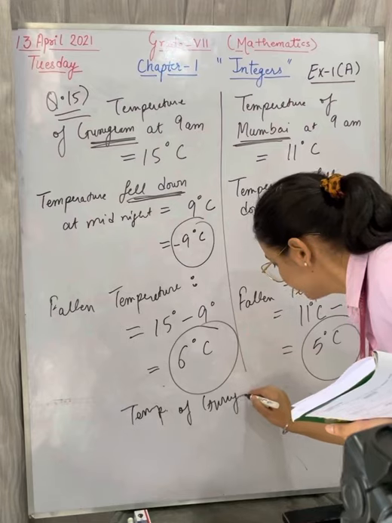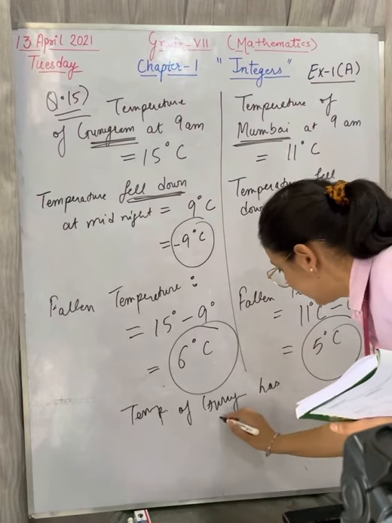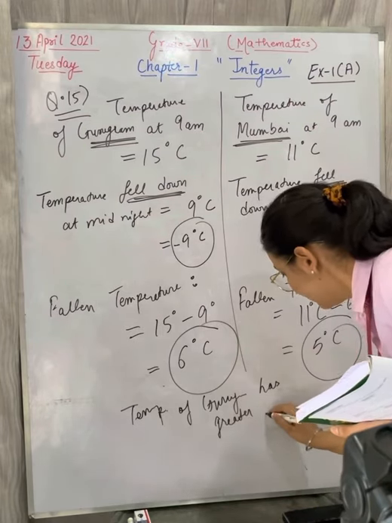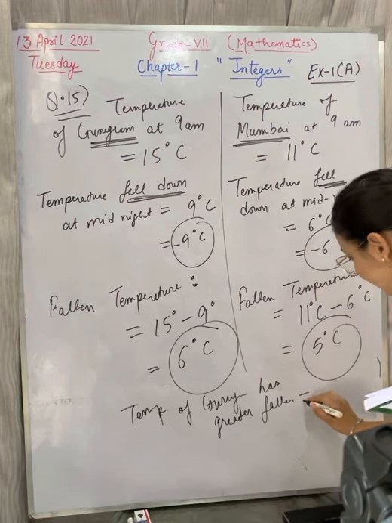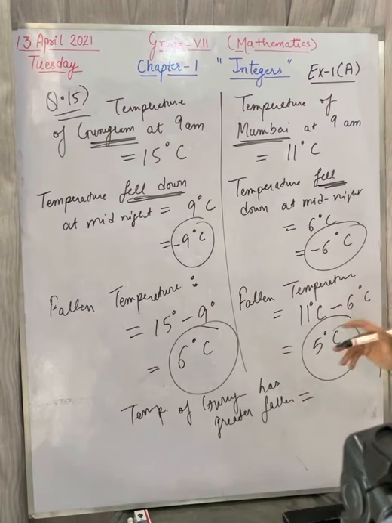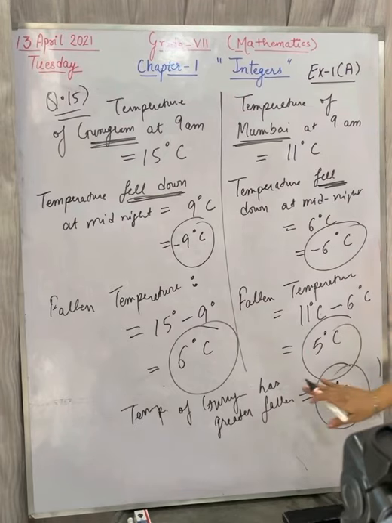So you can write here, temperature of Gurugram has greater fall. And that is equal to how much? How much fallen? 6 minus 5. How much? 1 degree Celsius. It has fallen by 1 degree Celsius.